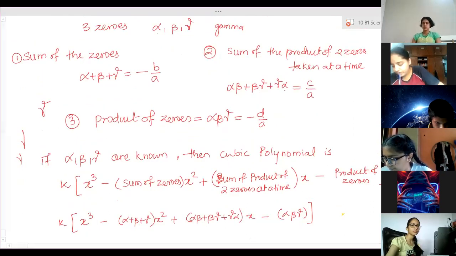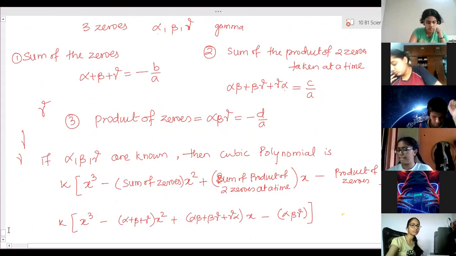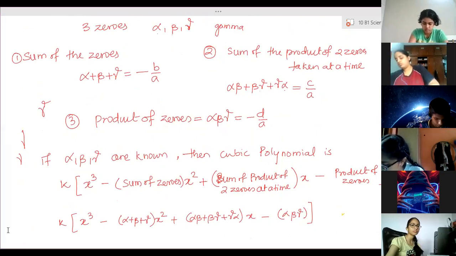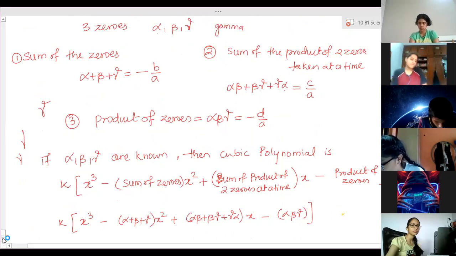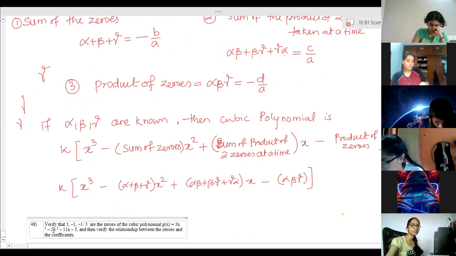Ma'am, what are the questions in this worksheet on cubic polynomials? In that one, it's like the same as quadratic polynomials. Similar way, but there are three relations you have to verify. In quadratic there are 2, in cubic 3. All three relations you have to verify. But the way is the same.